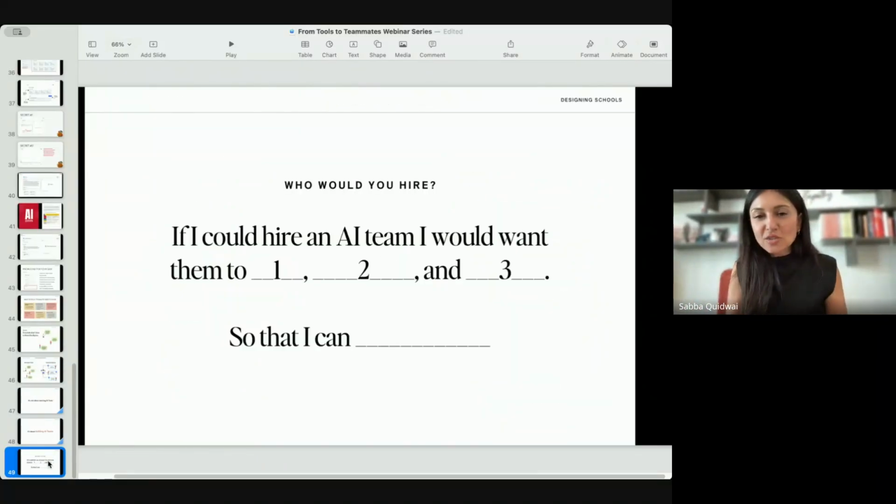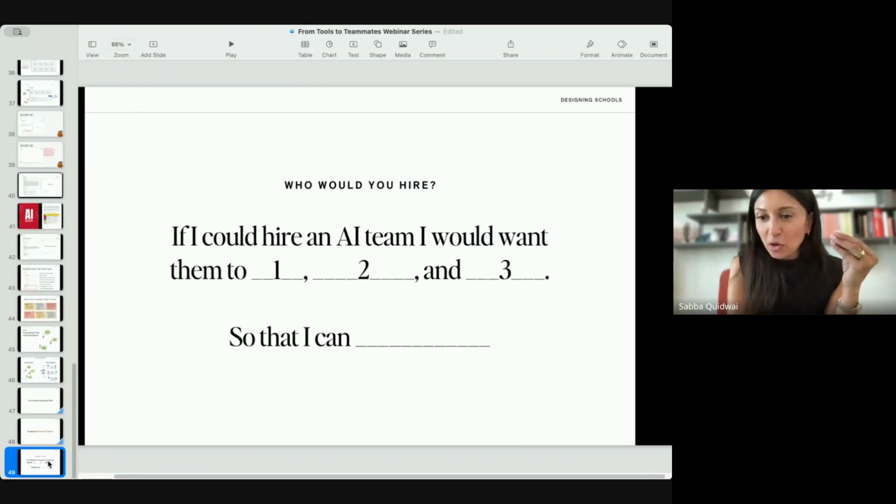So the way you're going to do this, a very small homework assignment, I want you to think about 3 teammates that you would like to build, okay? So if you could hire an AI team, what would you want them to do? Now, it can't be like, I want them to watch my class so I can go on holiday, okay? We don't have robots and things like that yet. There has to be some kind of knowledge work, knowledge task.